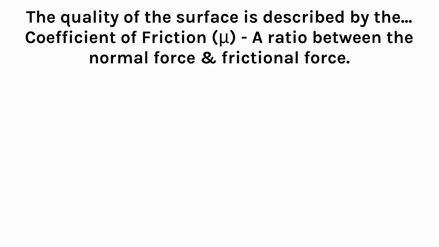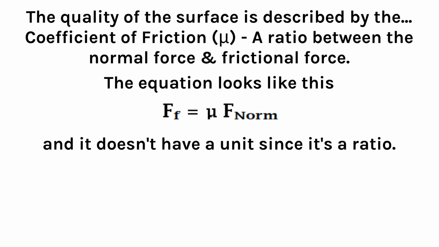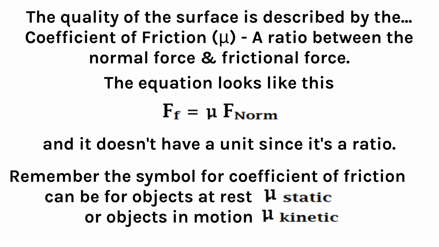The quality of the surface is described by the coefficient of friction, symbolized by mu, a ratio between the normal force and frictional force. The equation looks like this, and it doesn't have a unit since it's a ratio. Remember the symbol for coefficient of friction can be for objects at rest, mu static, or objects in motion, mu kinetic.